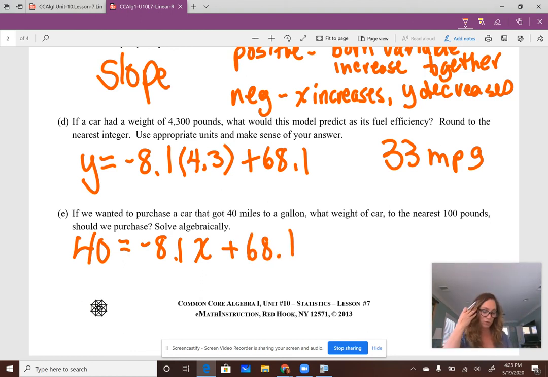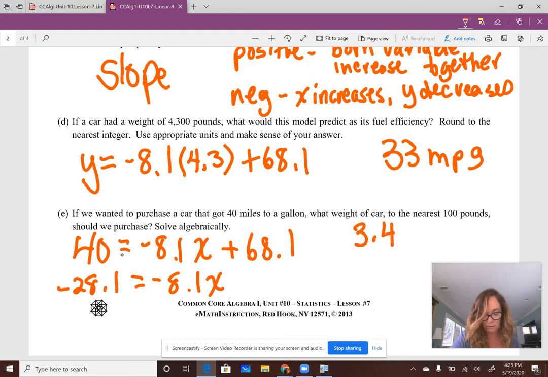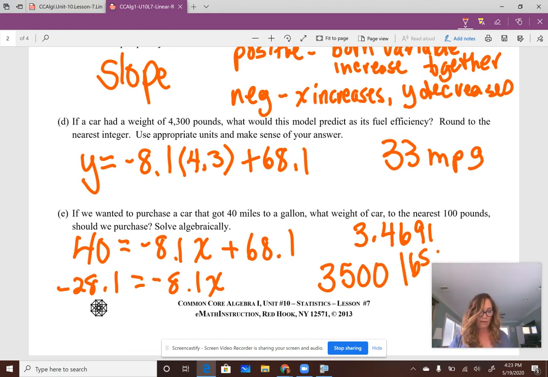All right, so if you subtract the 68.1 from both sides, that would give you negative 28.1 equals negative 8.1x. Divide both sides by negative 8.1, and that gives me 3.4691, and so on. So that would be 3,500 pounds. Okay.